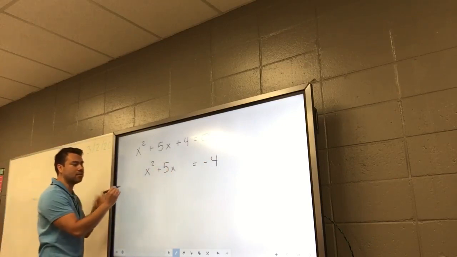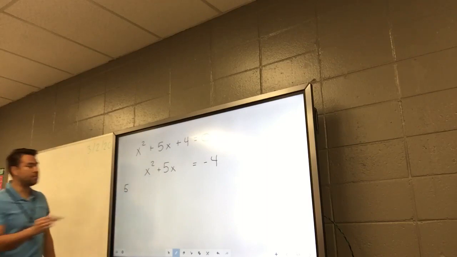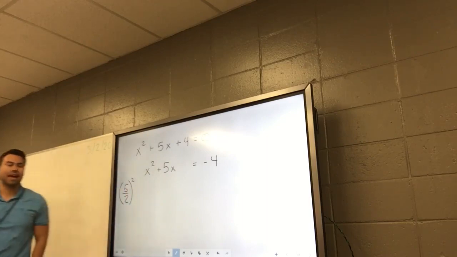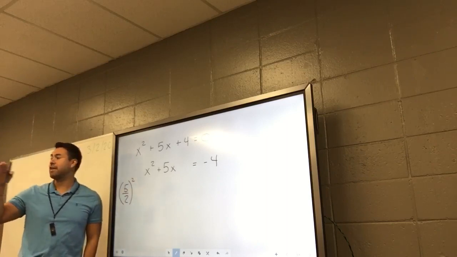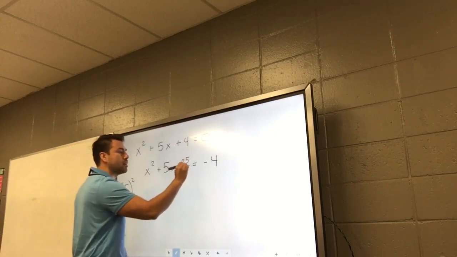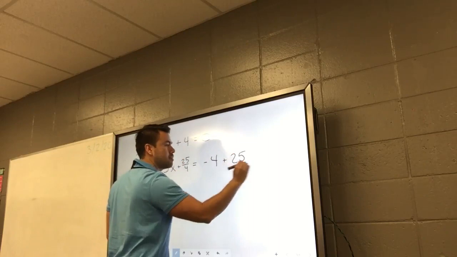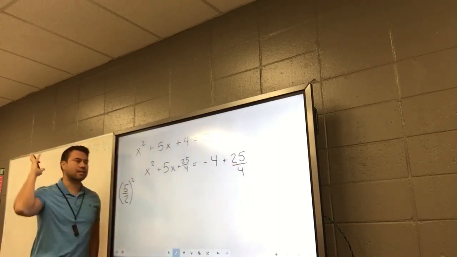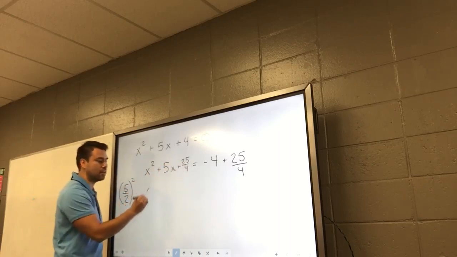How do I go about doing that? I take the 5. What do I do with it? Divide it by 2 and then square that. So it's 5 halves squared, 25 fourths. So I'm going to add 25 fourths here and add 25 fourths here, okay? And you may think that was just awful. You introduced a fraction. Well, watch what happens.